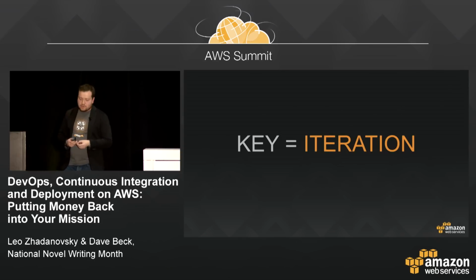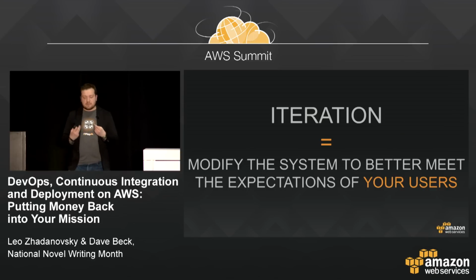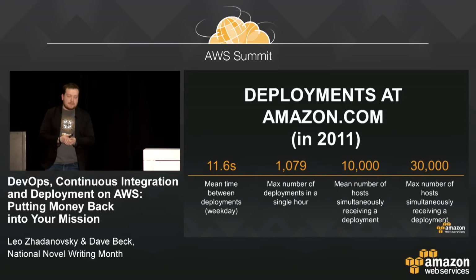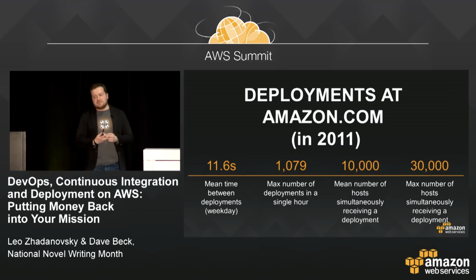And the key is it's iteration, right? Iteration means you're modifying your system to better meet the expectations of your users. So it's not a product launch, which is like this giant monolithic thing, right? So let's talk about an example from inside of Amazon, from Amazon Retail, about how we do deployments for the retail website.